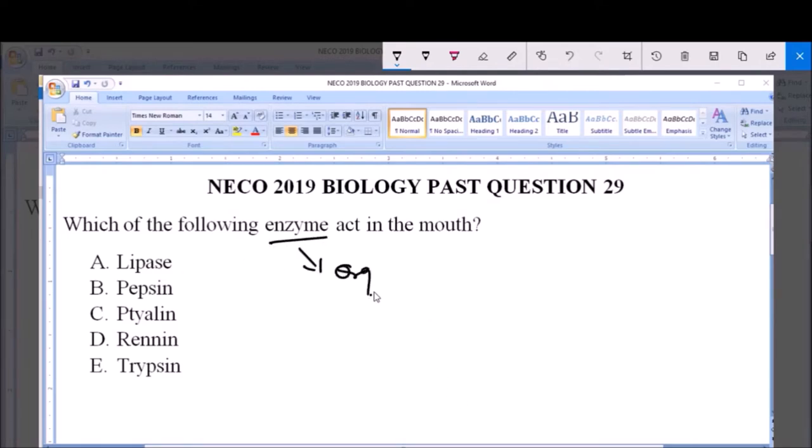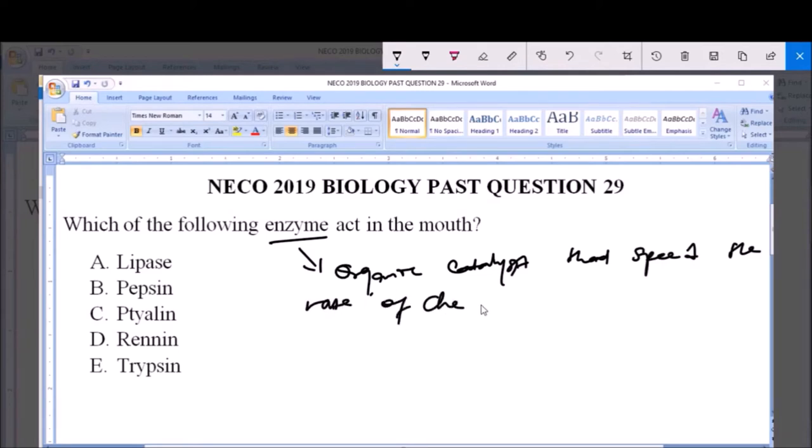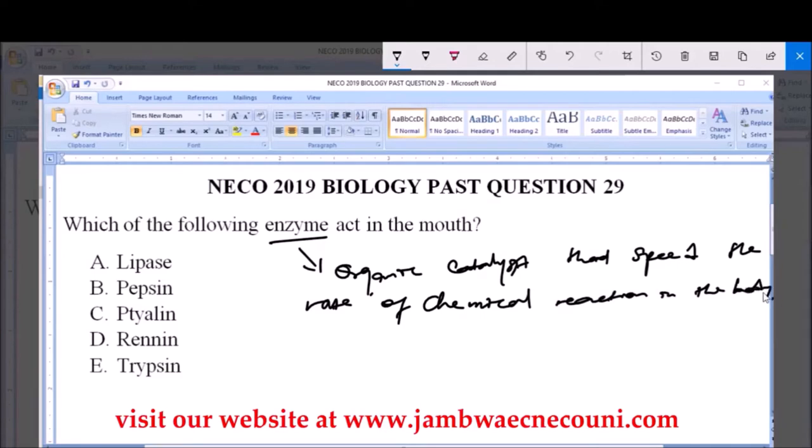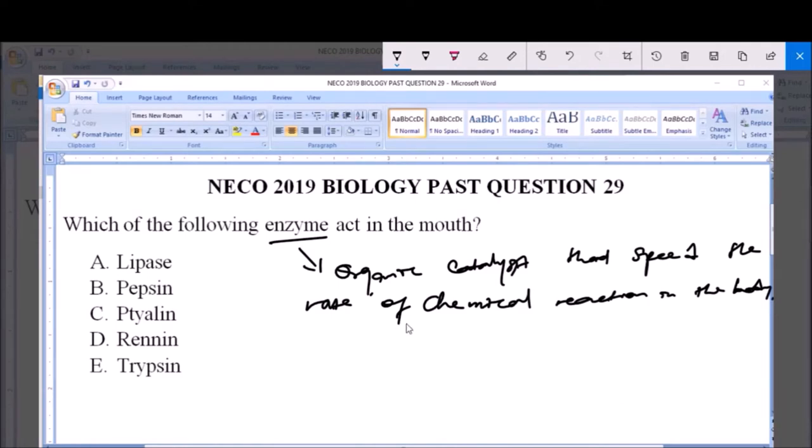Enzymes are organic catalysts, or you can call them biological catalysts, that speed up the rate of chemical reactions in the body. So you can actually say they speed up the rate of metabolism, chemical reactions in the body. Now, each of these enzymes has its own location, that is its particular parts where they are actually located, and they are actually secreted by different organs.